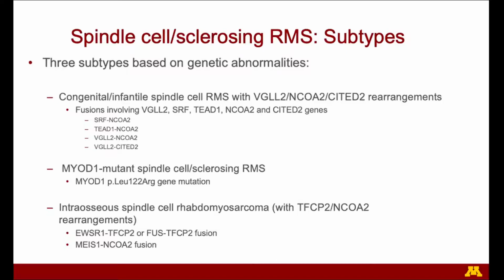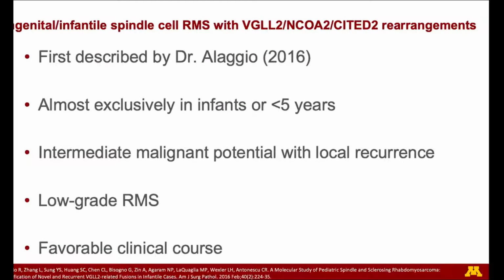This subtyping shows that all rhabdomyosarcomas associated with the pure spindle cell phenotype should be tested for the presence of these genomic abnormalities, at least for the presence of MyoD1 mutations and these fusions.